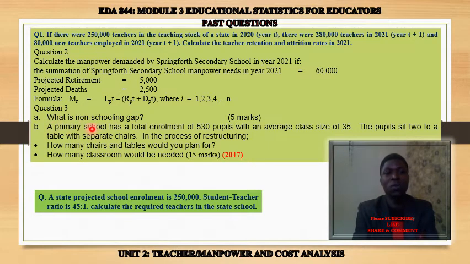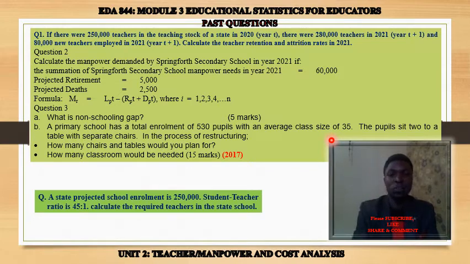Question 3, what is non-schooling gap? And the second part is, a primary school has a total enrollment of 530 pupils with an average class size of 35. The pupils sit two to a table with separate chairs. In the process of restructuring, how many chairs and tables would you plan for? And how many classrooms would be needed?